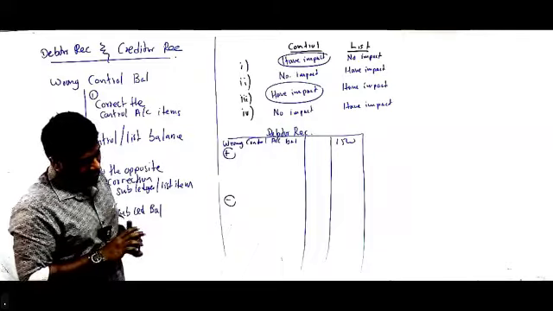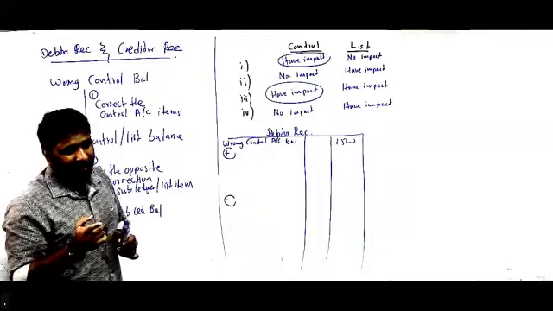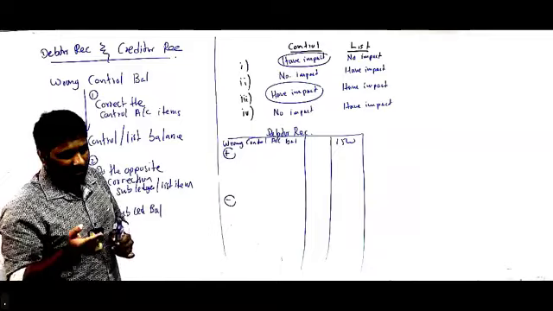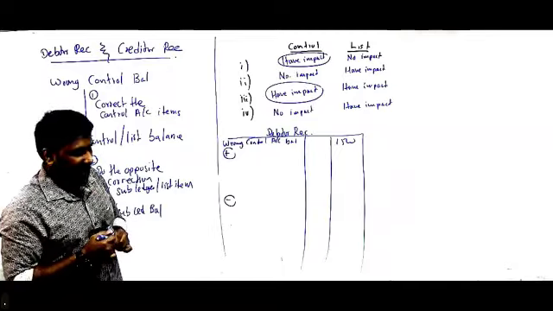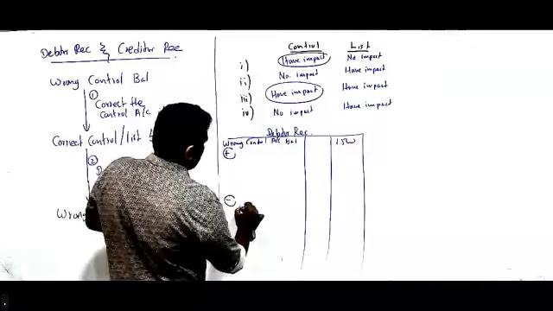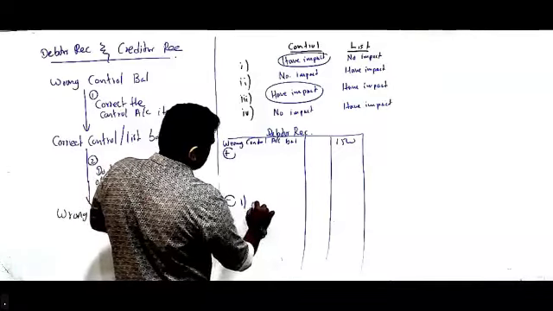Read the first transaction. Bad debt 100,000 not recorded. So you have to record it, no? Increase the debtor balance or decrease the debtor balance? Decrease the debtor balance. Bad debt.